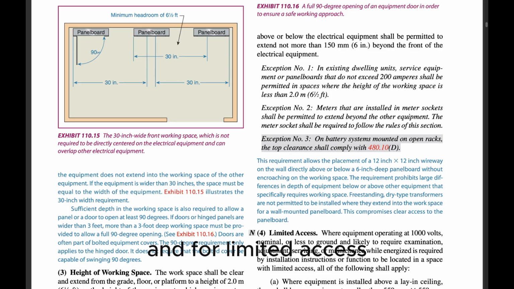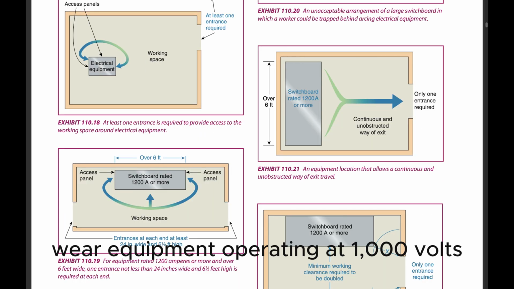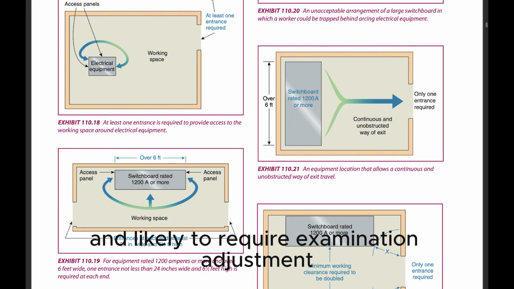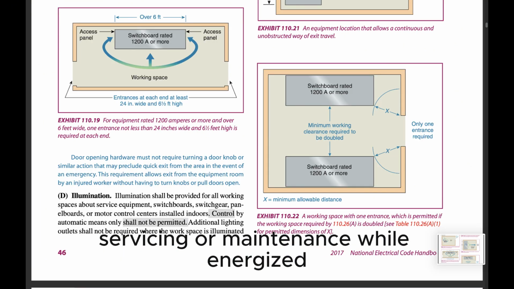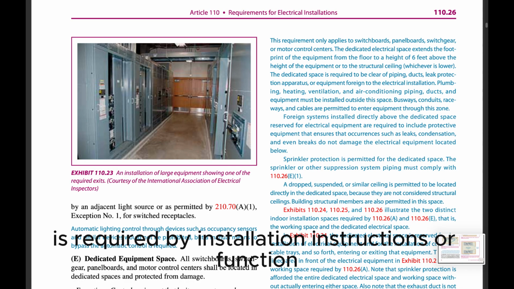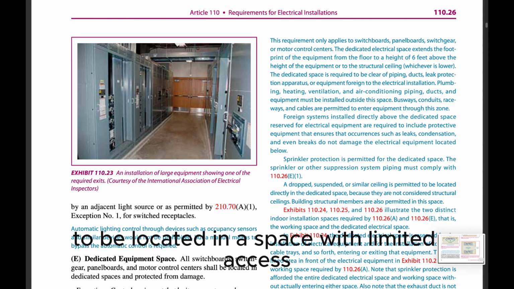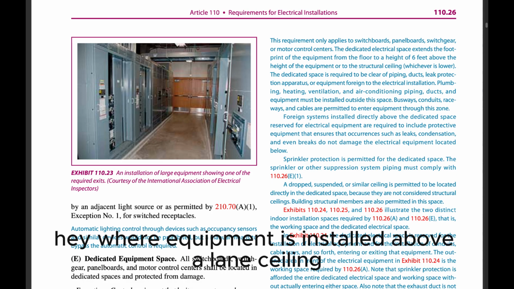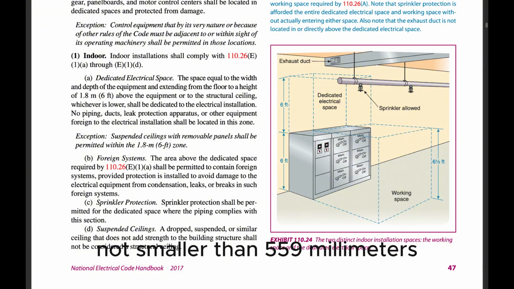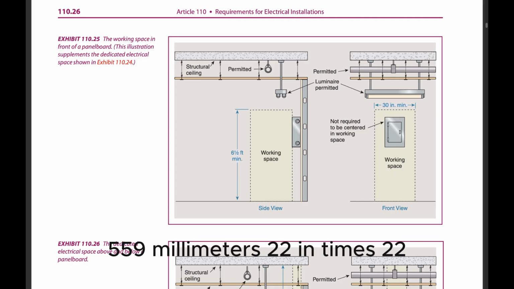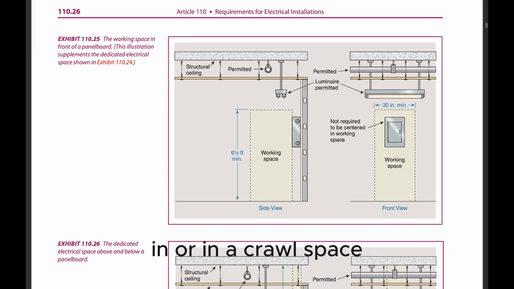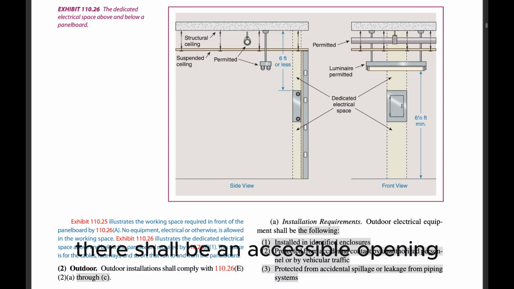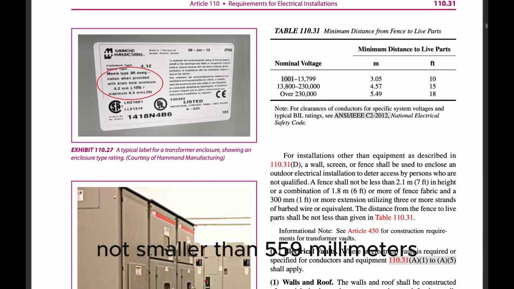4. Limited access. Where equipment operating at 1000 volts, nominal, or less to ground and likely to require examination, adjustment, servicing, or maintenance while energized is required by installation instructions or function to be located in a space with limited access, all of the following shall apply. A. Where equipment is installed above a lay-in ceiling, there shall be an opening not smaller than 559 mm by 559 mm (22 in. by 22 in.), or in a crawl space, there shall be an accessible opening not smaller than 559 mm by 762 mm (22 in. by 30 in.).